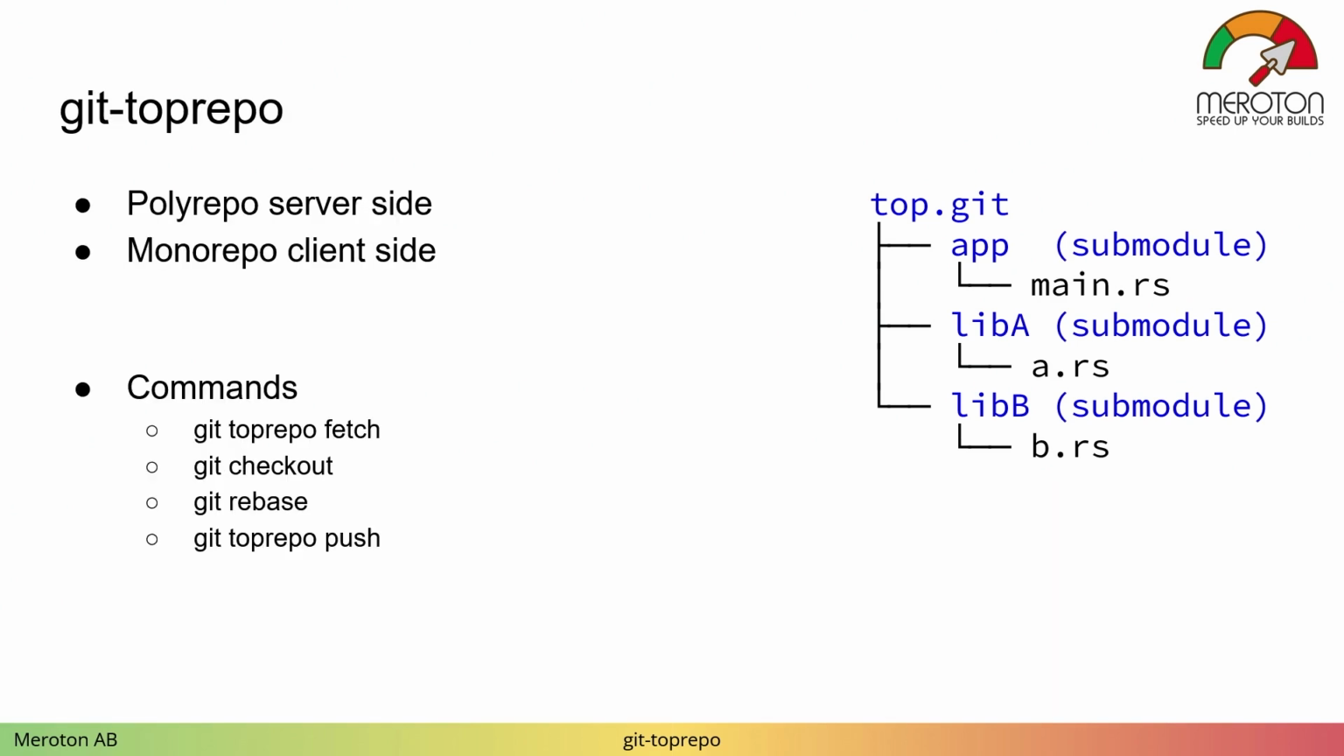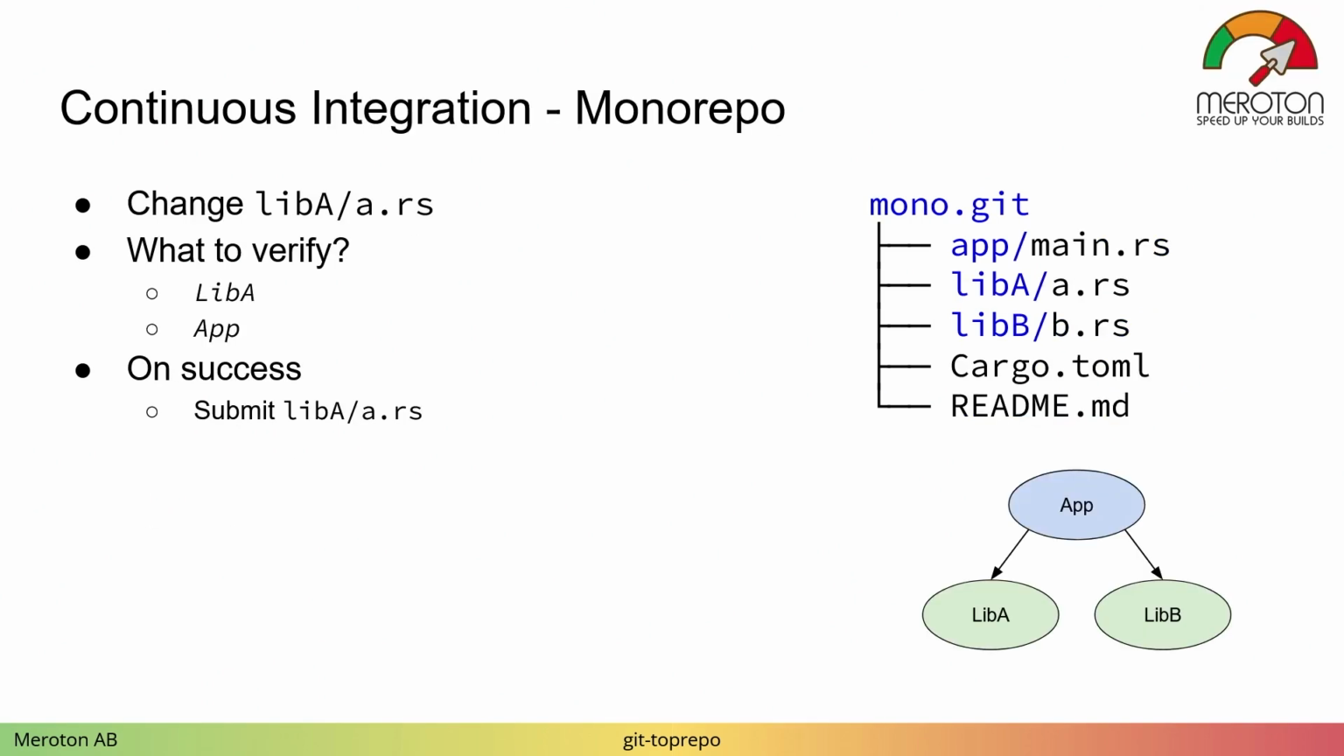So git-toprepo is a way to keep your submodules, but only on server side. I want a monorepo on my client side, so I don't have to do those commands. Then what I do on my client is git-toprepo fetch, git checkout, git rebase, and then git-toprepo push. So the toprepo sub-command is used then for fetch and push, not for anything else.